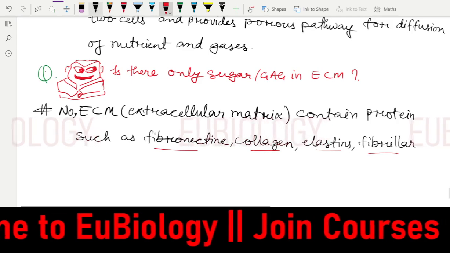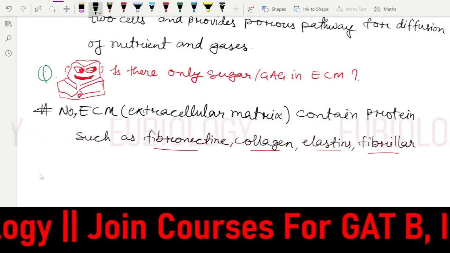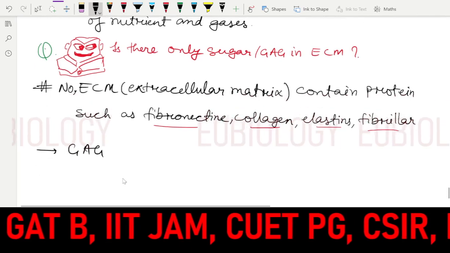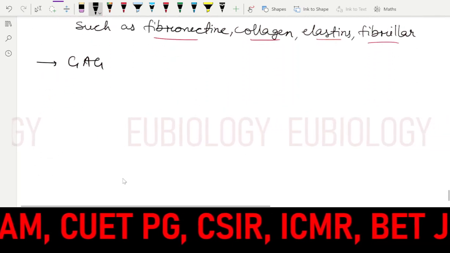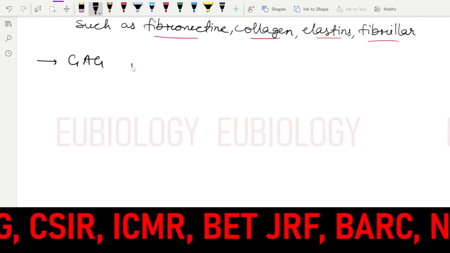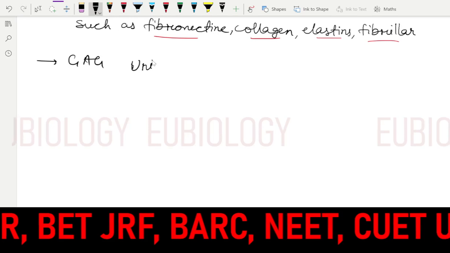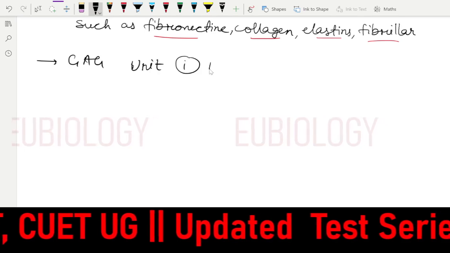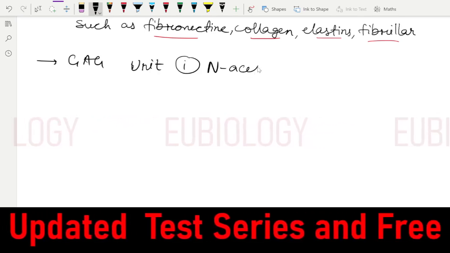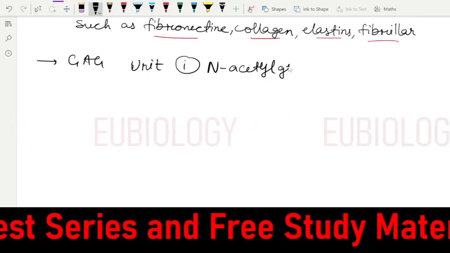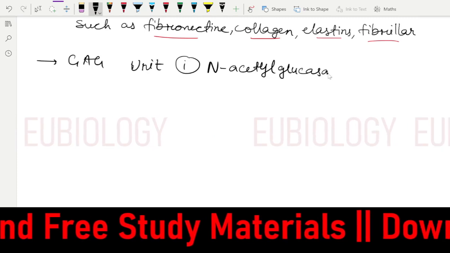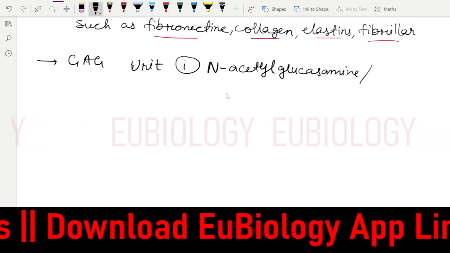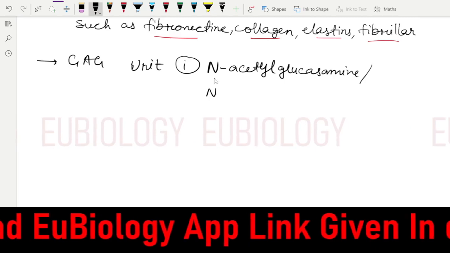Now we are going to see the units of the GAG. What are the units of the GAG? As you know, the GAG is a heteropolysaccharide, so there should be at least two different units. So the first unit is what? Either it will have N-acetyl glucosamine, or it will have N-acetyl galactosamine.